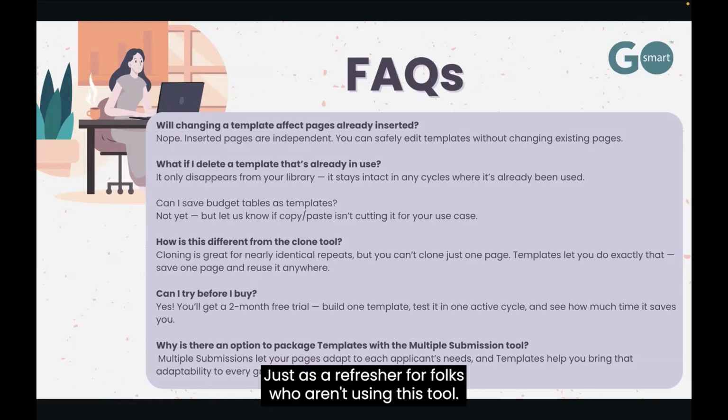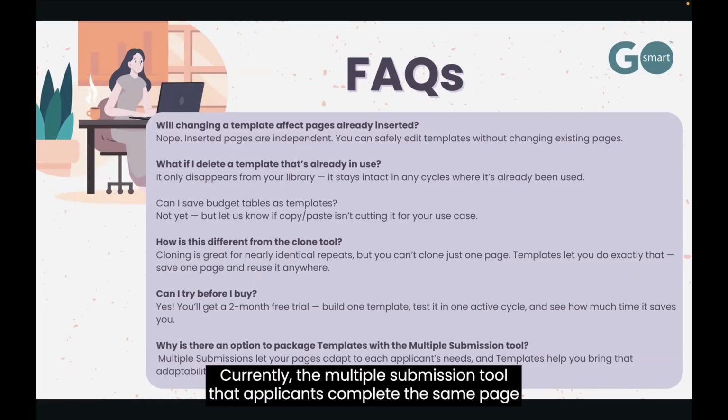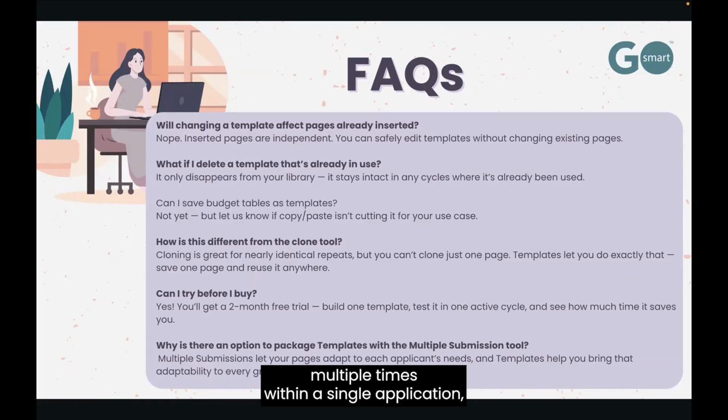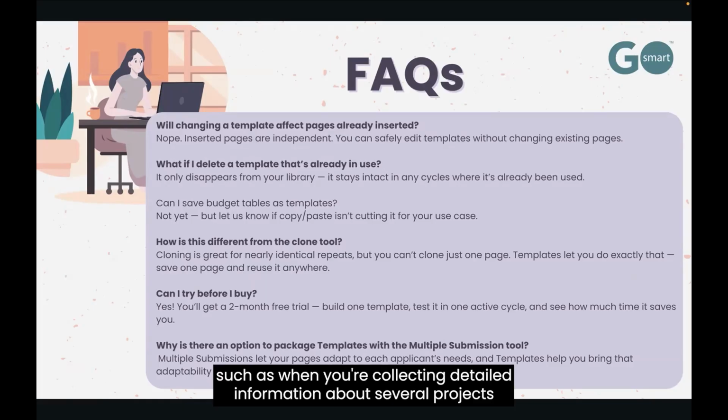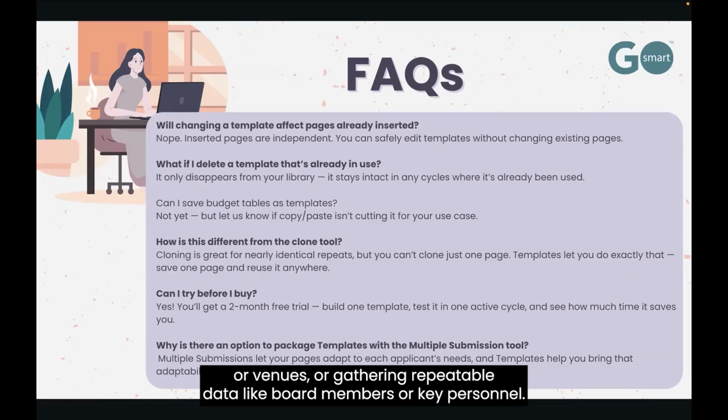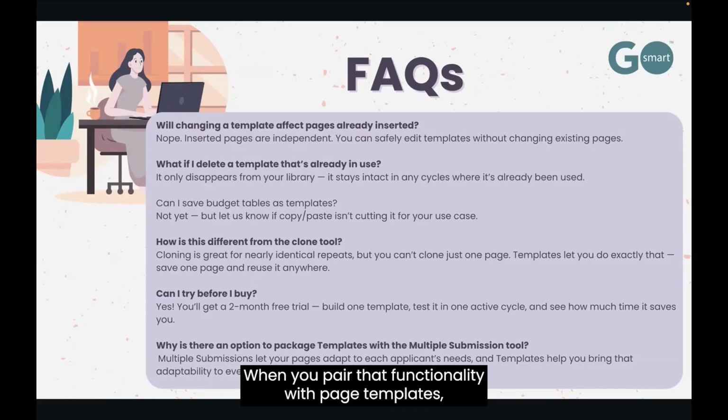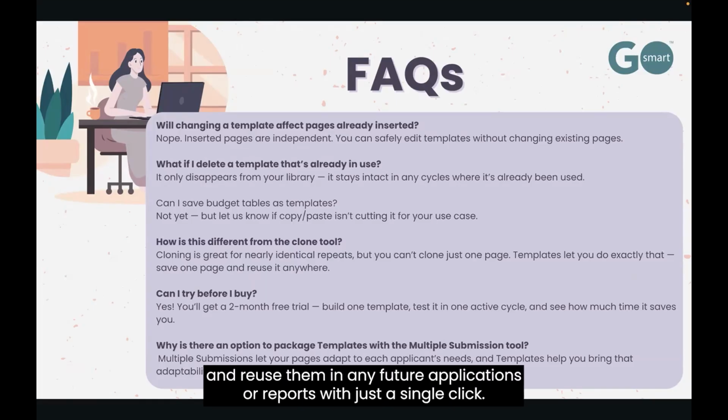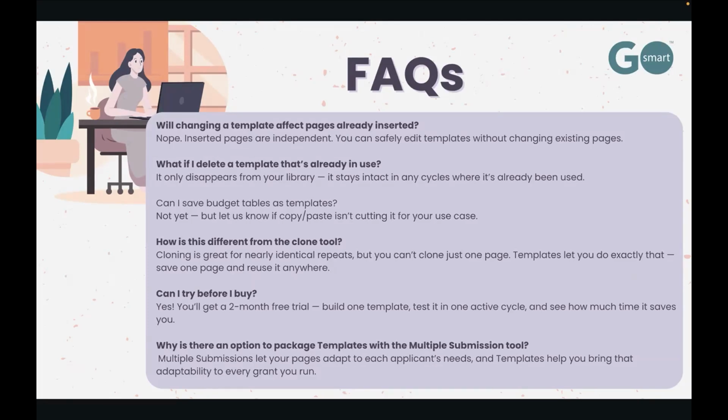Just as a refresher for folks who aren't using this tool currently, the multiple submission tool lets applicants complete the same page multiple times within a single application, such as when you're collecting detailed information about several projects or venues, or gathering repeatable data like board members or key personnel. When you pair that functionality with page templates, you can save those complex, repeatable pages once and reuse them in any future applications or reports with just a single click.